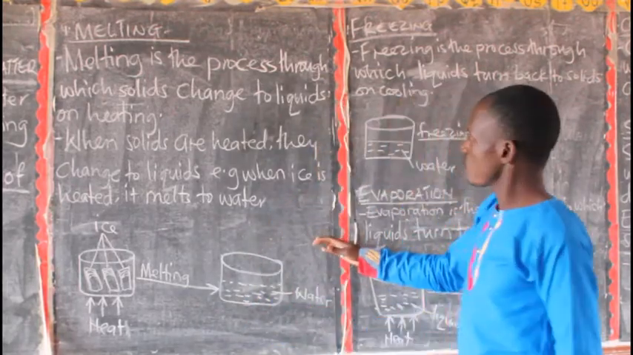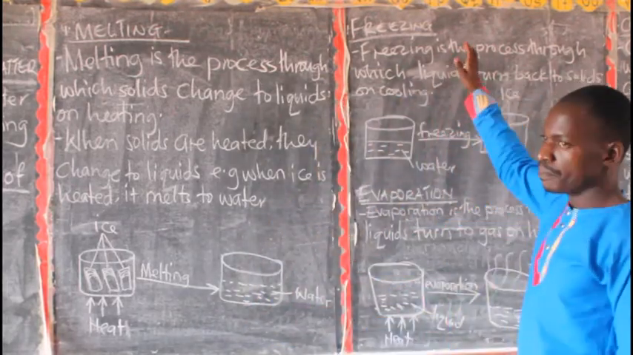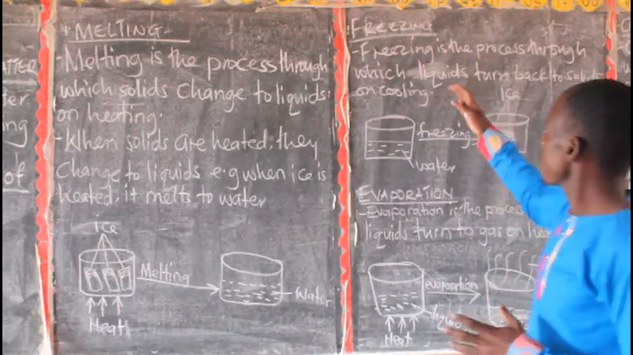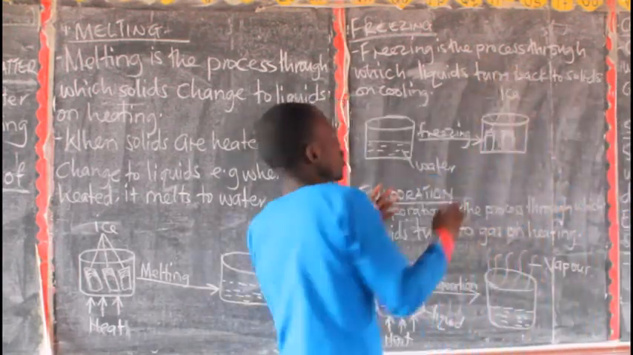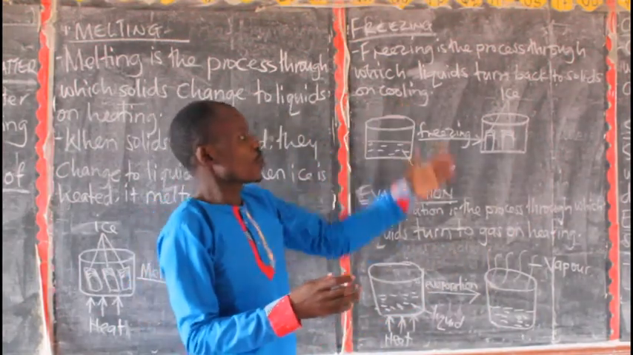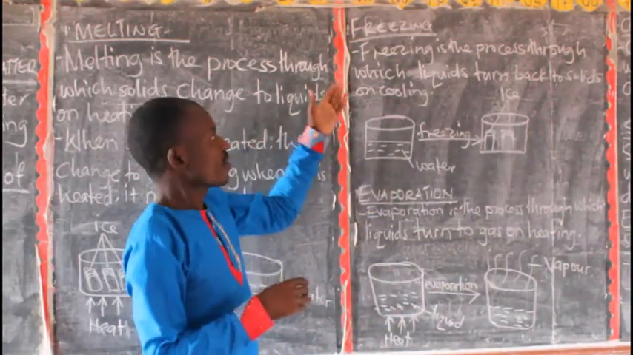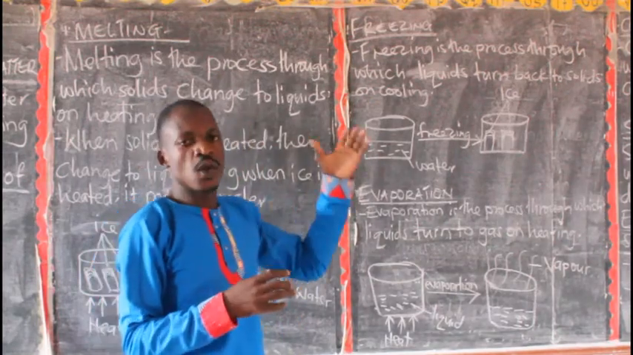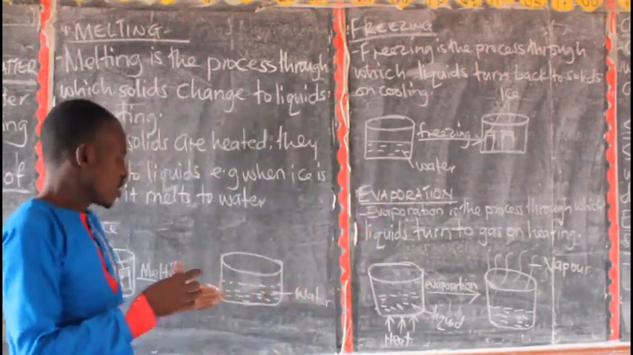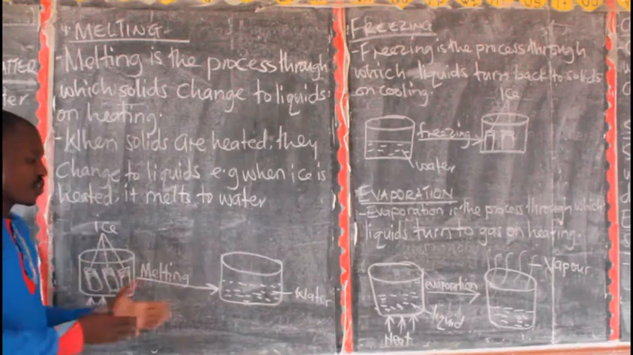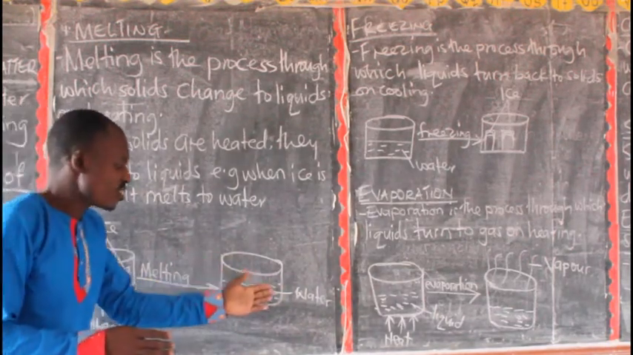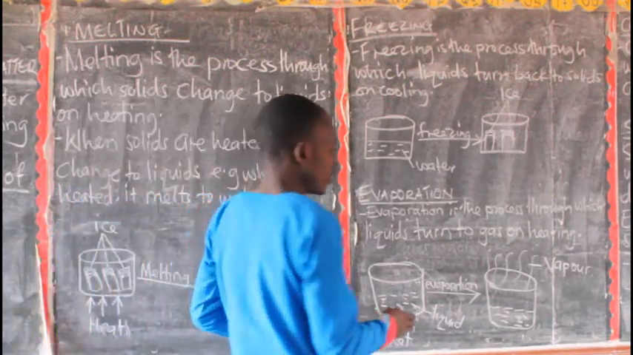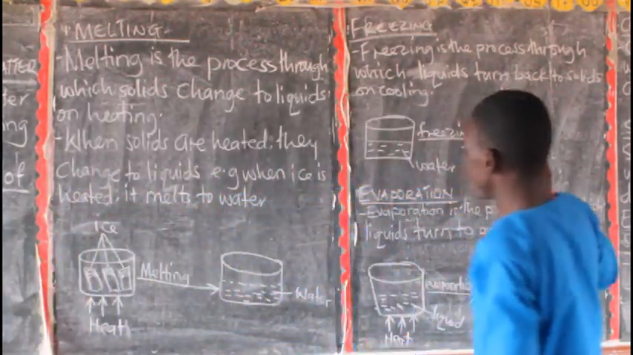So let's continue and see what about freezing. When we talk about freezing, freezing is the process through which liquids turn to solids on cooling. Now here we have heated the solid into liquid. Now again we are converting this liquid to come back into solid. It's what we call freezing.